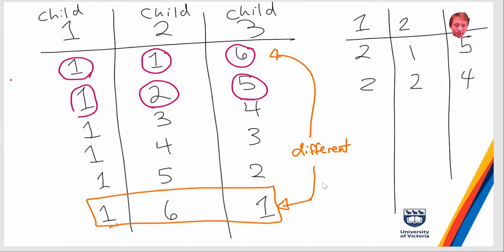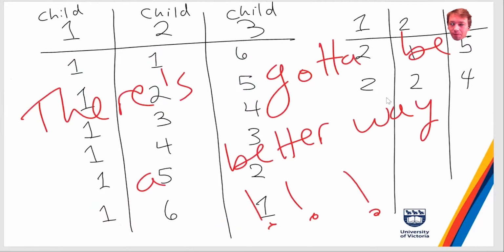But obviously, if you just went through this, this is going to be terrible. Especially if the numbers get bigger, if we have 30 children and 500 biscuits, this is not going to work. You can't just go through all the possibilities. So there's got to be a better way. So let me now show you the better way.